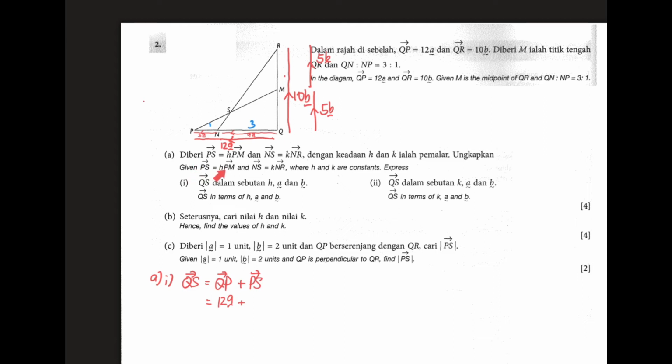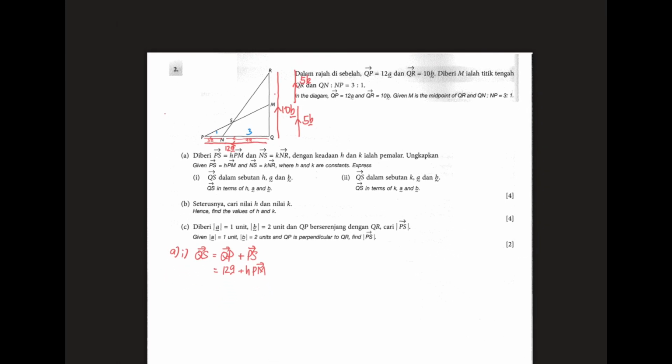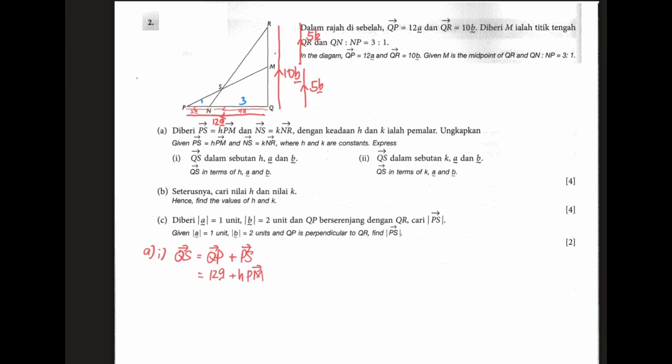PS is given as hPM. Okay. So now we just need to work out PM. We need to work out PM in terms of vector a and vector b. PM is all the way from here to here. Okay. So I can move a big round. P to Q, Q to M. So I write down how I move first. I'm going to do P to Q, Q to M.